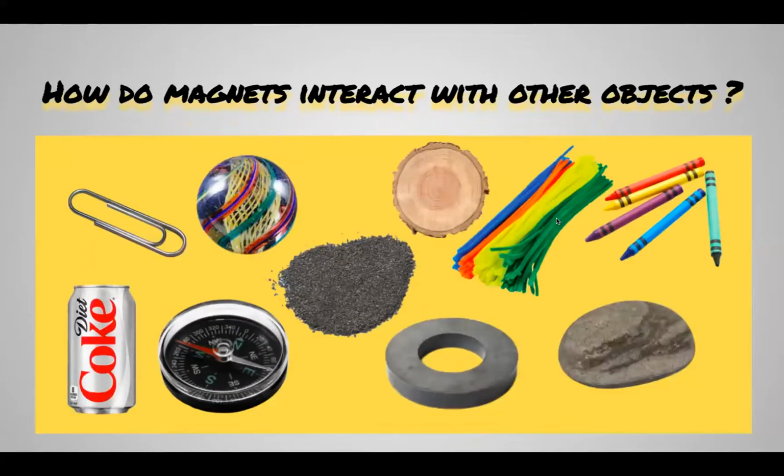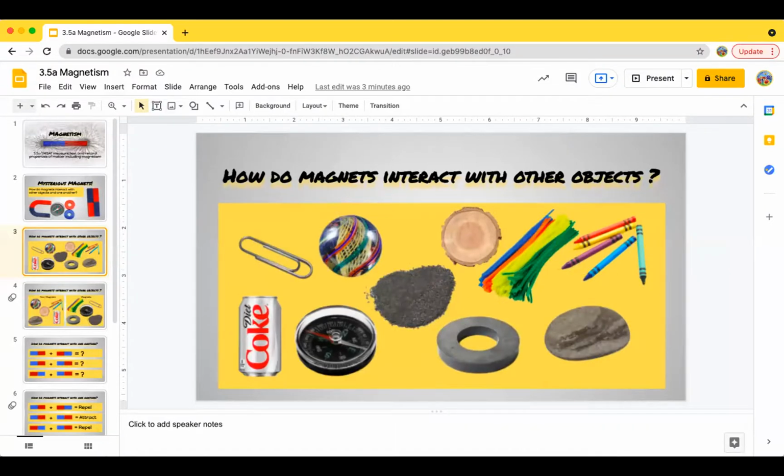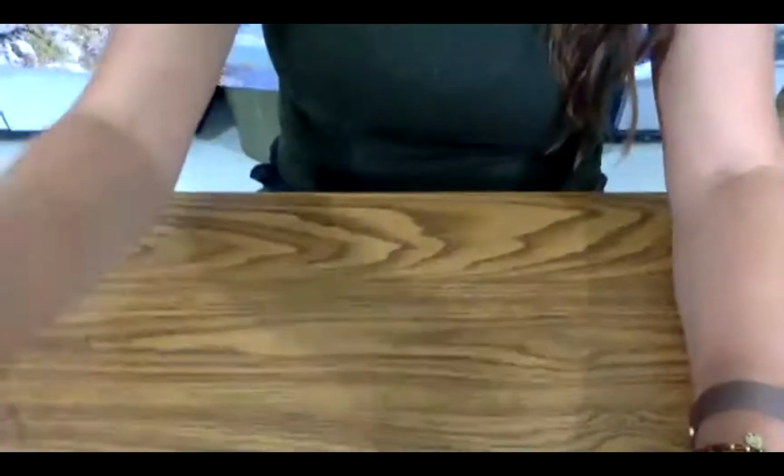The first part of that question is, how do magnets interact with other objects? So I've collected some objects around my classroom that you might have at home or in your classrooms as well. So I'm going to look through all these items, and we're going to see what they do when you place a magnet near them. So let's see, I'm going to stop sharing. All right, and let's see. So my bucket of items.